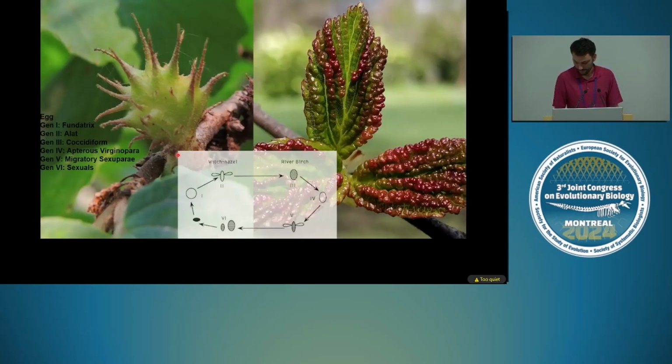So yeah, that's just a basic overview of their life cycle, right? They fly back to witch hazel, the two sexuals will be on witch hazel, meet up, and lay another egg to continue the cycle.